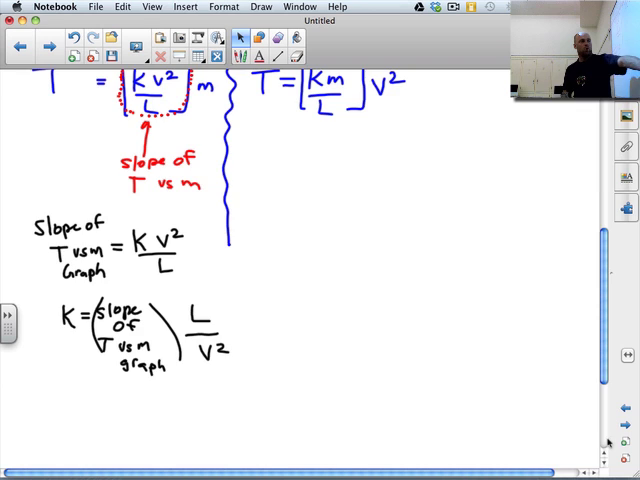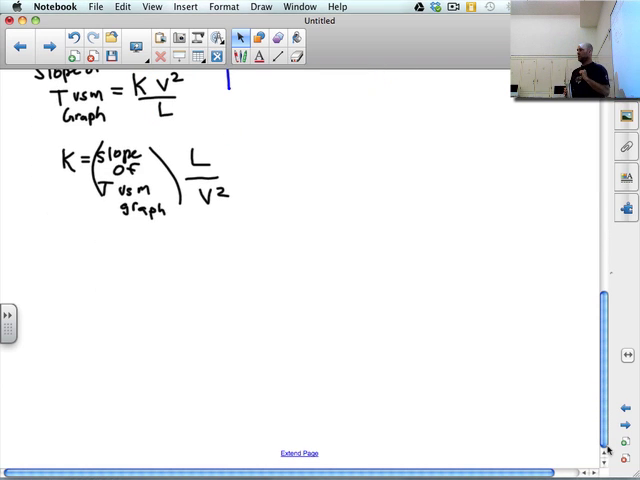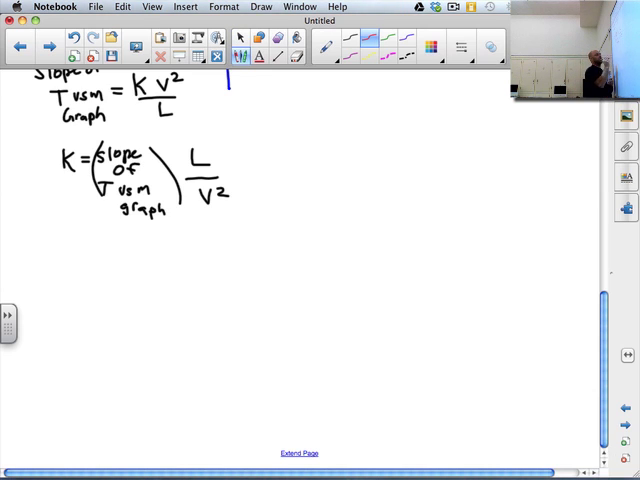Someone who has their lab results handy, please give me the slope of your t versus m graph, give me the string length that was constant, and give me the speed that was constant, please. I'll plug them in here. I need all of these. Nobody in here's got them? The slope is 0.9967. And the units are newtons, because it's T versus M. Newtons per kilogram. You guys with me?